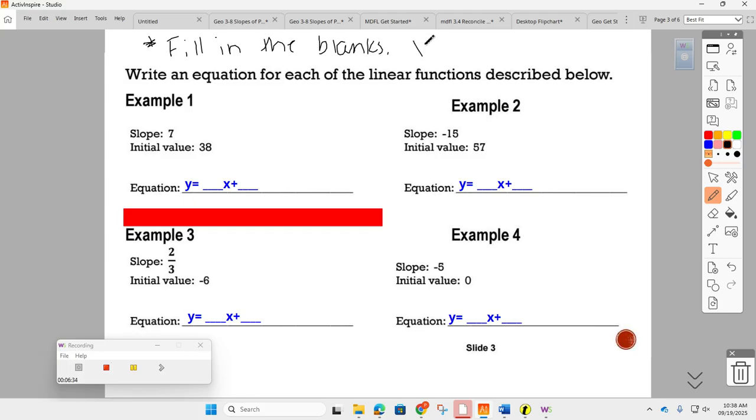And what I mean by that, you can see I have blanks down here. This blank, you fill in with the slope or the rate of change. This blank, you fill in with the b, or the y-intercept, the initial value. So for example 1, what will we put next to the x here? 7, the slope. So this is our slope. The initial value, that's our b.